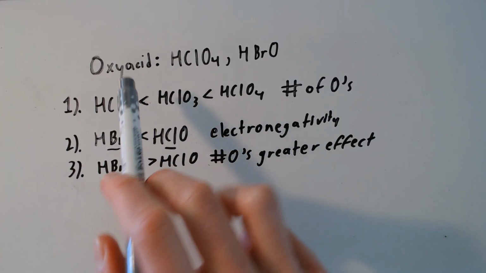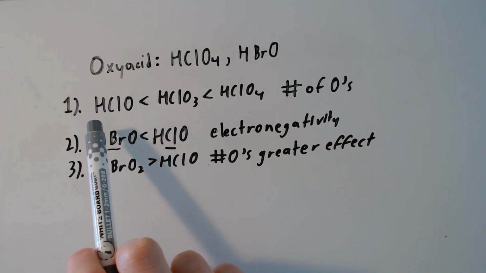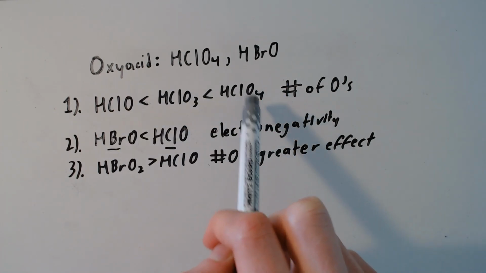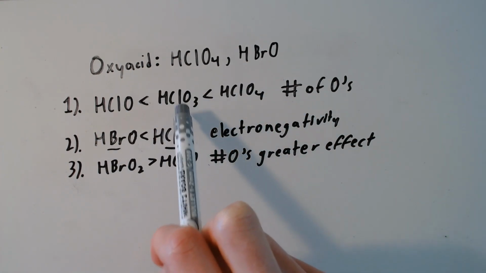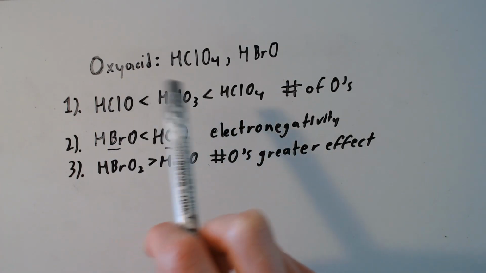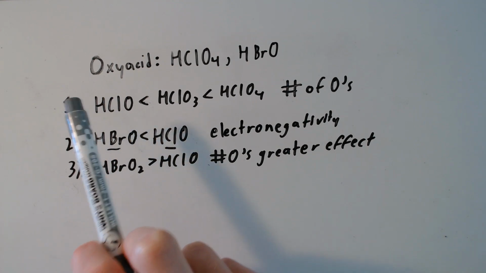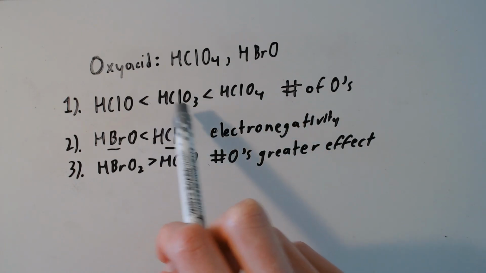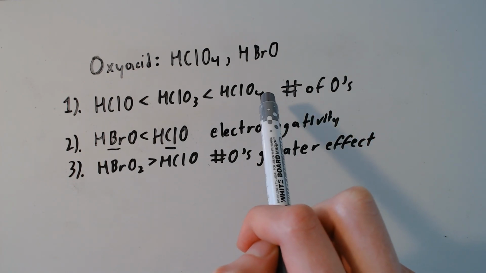Now for the oxyacids, there are two factors that affect the strength of an oxyacid. So first is the number of oxygens. The greater number of oxygens in this oxyacid, the stronger the acid. So for example, HClO3 has a greater number of oxygens than HClO, 3 to 1. Therefore, HClO3 is a stronger acid than HClO. And the same follows for HClO4, which is much stronger than HClO and stronger than HClO3. So the higher number of oxygens, the stronger the oxyacid.